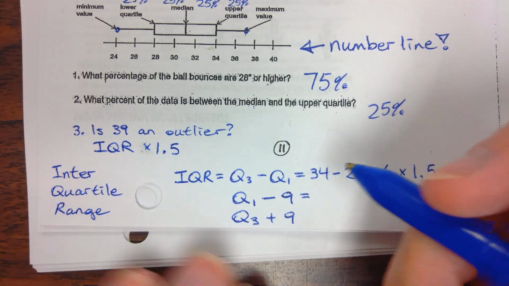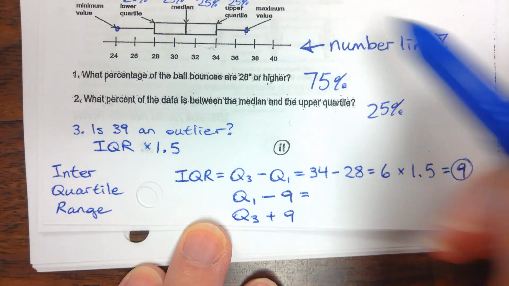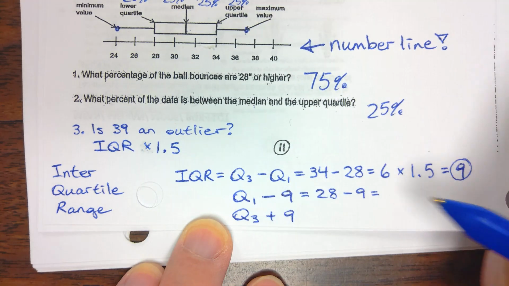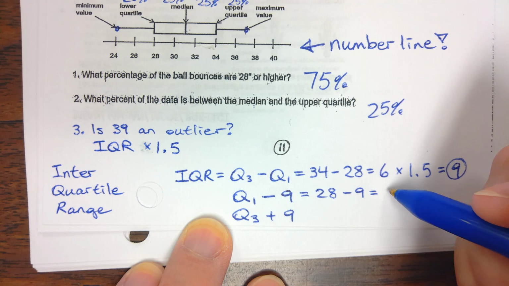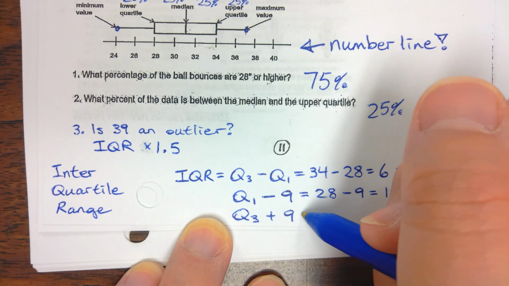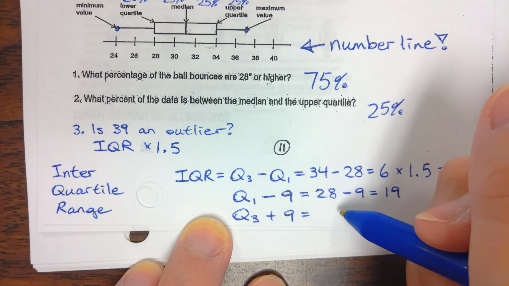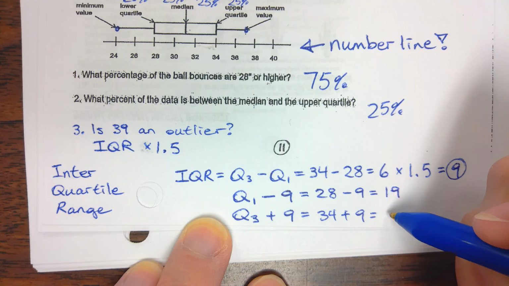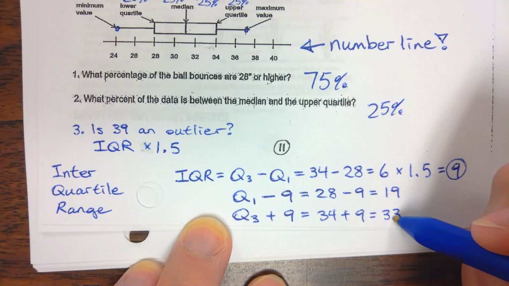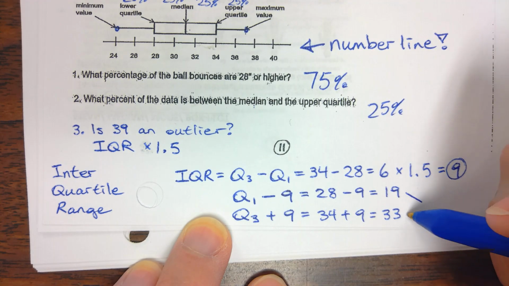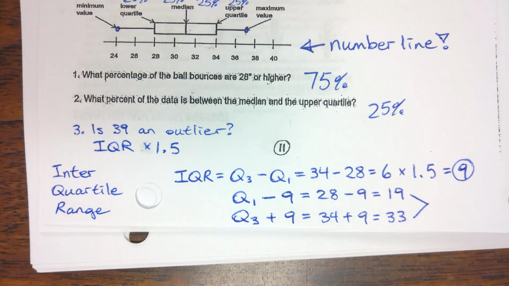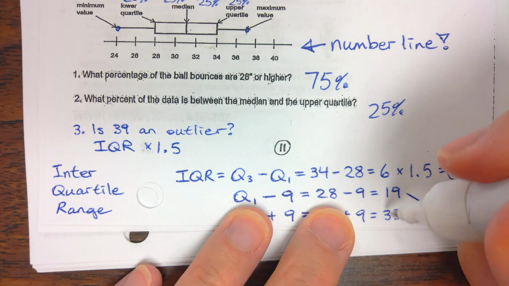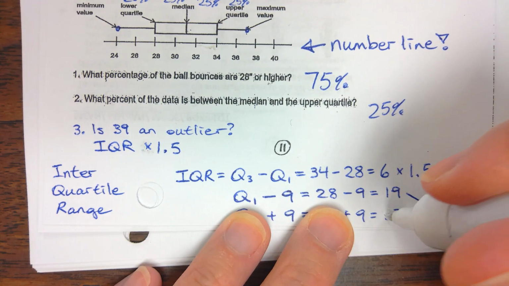So Q1 is 28. So 28 minus 9 gives you 19. And Q3, which was 34 plus 9, gives you 43. So therefore, any numbers between 19 and 43 are reasonable data.